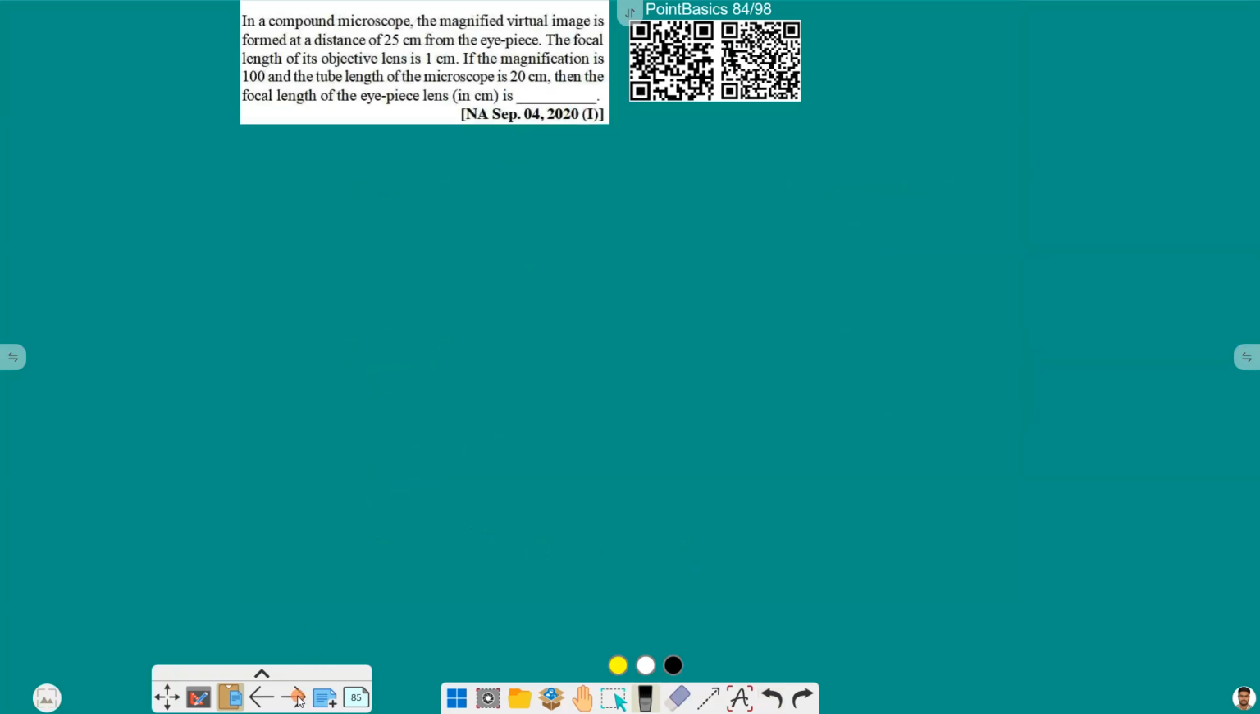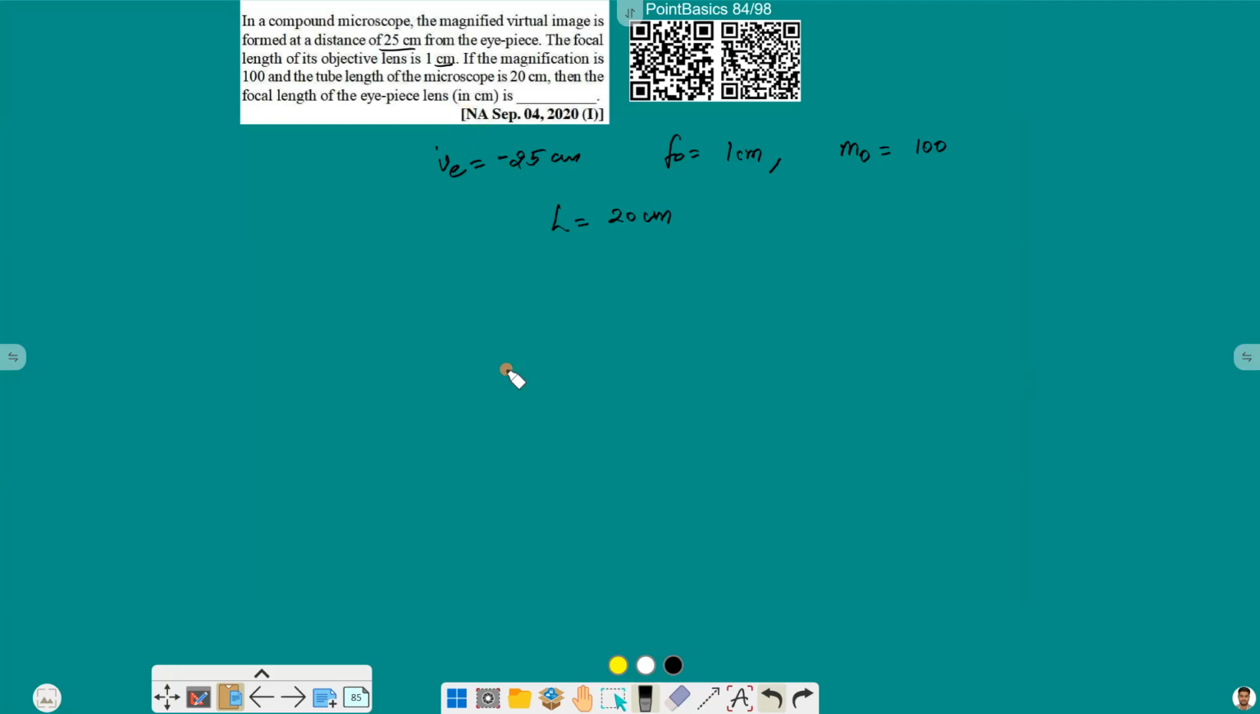Now moving to the next one. In a compound microscope, the magnified virtual image is formed at a distance of 25 centimeter from the eyepiece. So V_E is 25 centimeter here, and this is virtual, so it will be negative. The focal length of the objective lens is 1 centimeter, F_O is 1 centimeter. Magnification M_O is 100, and the tube length of the microscope, or we can say L or D, is 20 centimeter. Then the focal length of the eyepiece in centimeter will be?